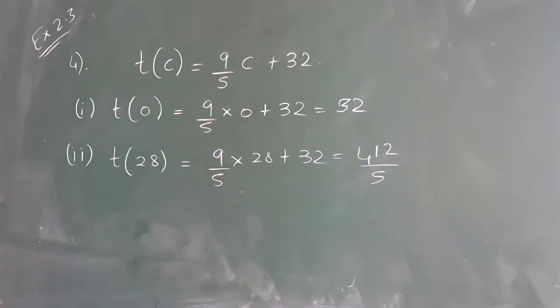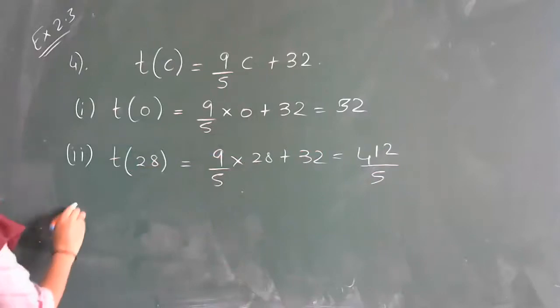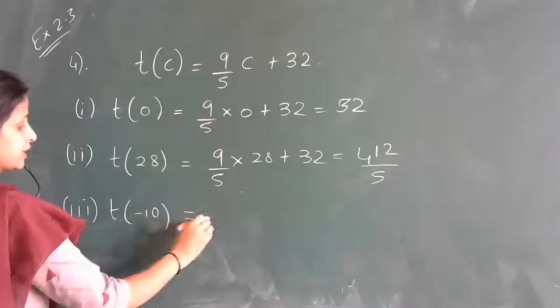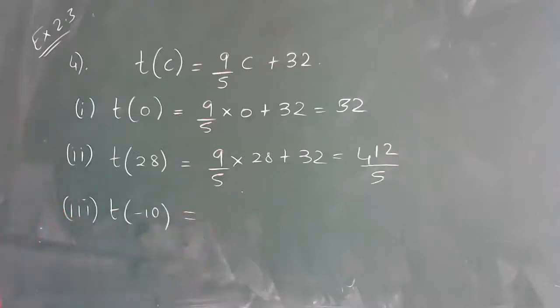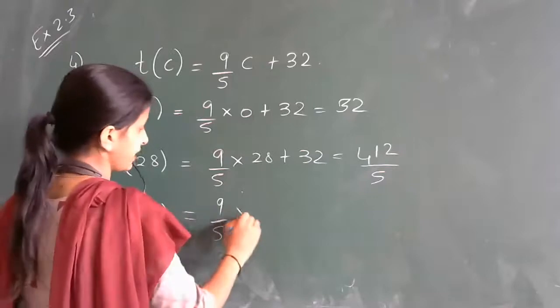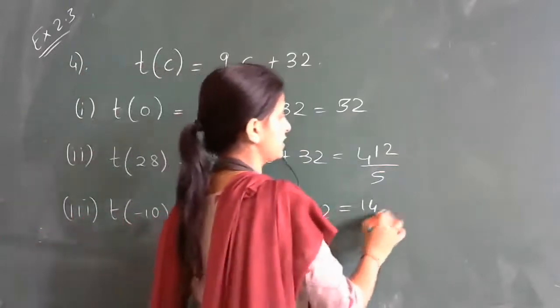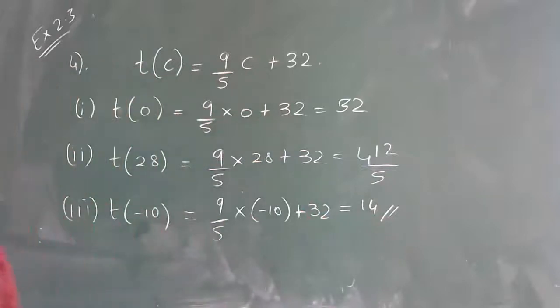Next, third one, we have to find t of minus 10. What is t of minus 10? In place of c, replace it by minus 10. You will get the answer as 14. Very good. 9 by 5 into minus 10 plus 32. You can simplify and check whether you get the answer as 14.